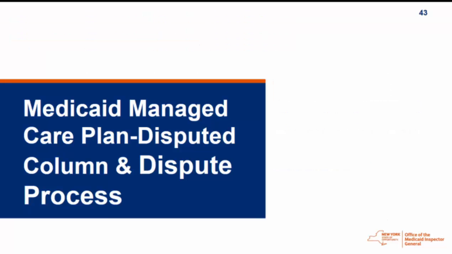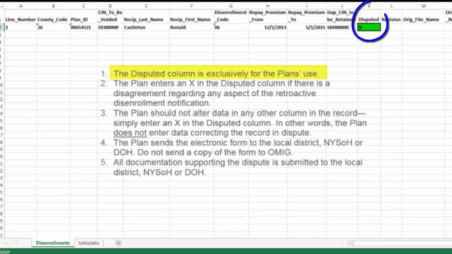Medicaid Managed Care Plan Dispute Column and Dispute Process. The disputed column is exclusively for the plan's use. The plan enters an X in the disputed column if there is a disagreement regarding any aspect of the retroactive disenrollment notification. The plan should not alter data in any other column in the record. Simply enter an X in the disputed column. In other words, the plan does not enter data correcting the record in dispute.